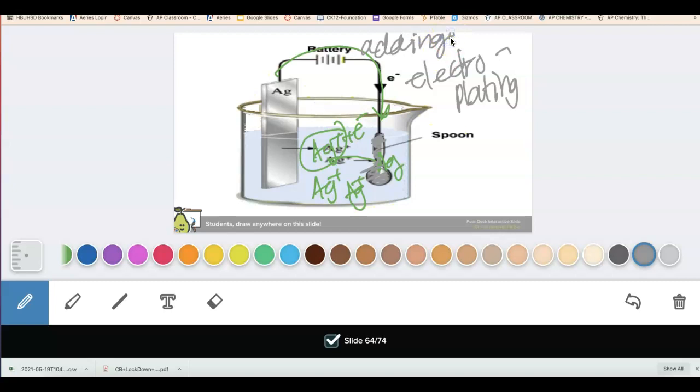So they supply a current. Again, this is the dimensional analysis part of electroplating.